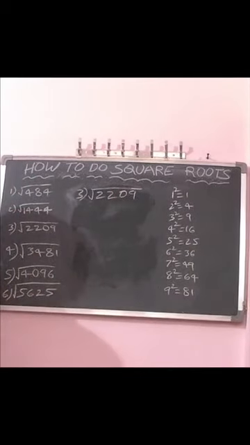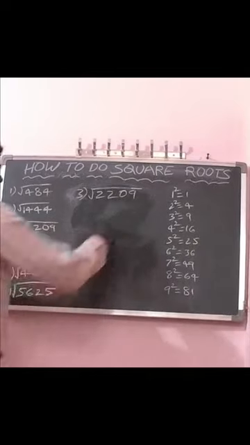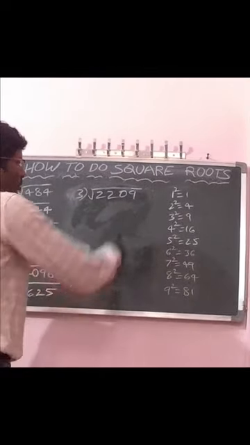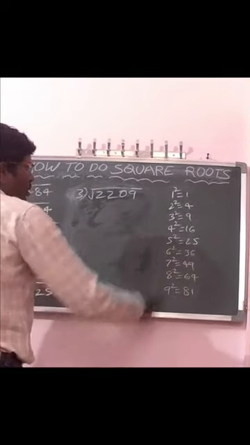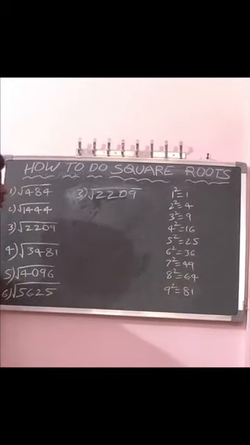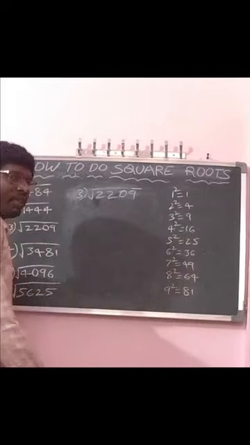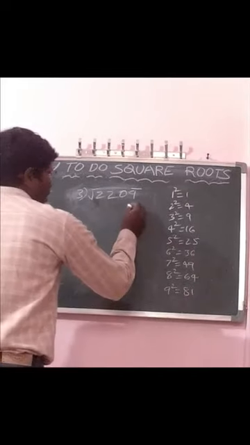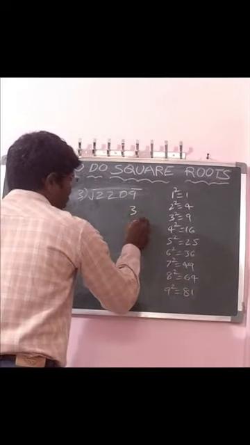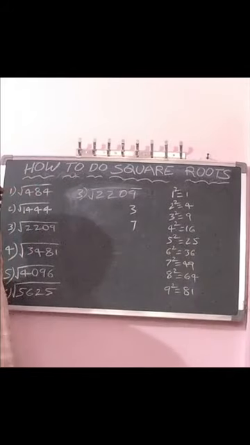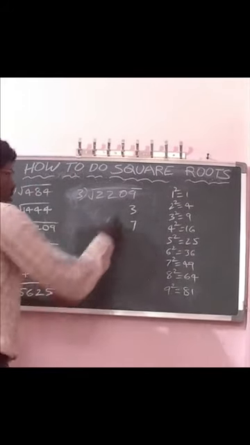Okay. First, we can compare the last number 9 with the square numbers. So 3 square is equal to 9, 7 square is equal to 49. So in the first step, we can take 3 or 7 in the unit place. Now we can cancel the last two numbers.